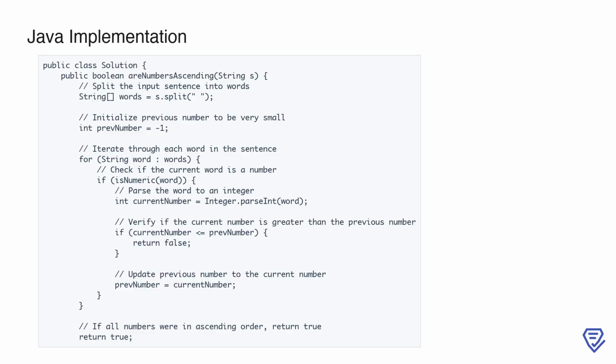For every word, we check whether it represents a numeric value using a helper method called isNumeric. If the word is numeric, we parse it into an integer and store it in a variable currentNumber. At this point, we compare currentNumber with prevNumber to ensure that the numbers are in strictly ascending order. If we find that currentNumber is less than or equal to prevNumber, we immediately return false, as the condition for ascending order is violated. Otherwise, we update prevNumber to the current number and continue checking the remaining words. Finally, if all numbers pass the check, we return true to indicate that the numbers are ascending.